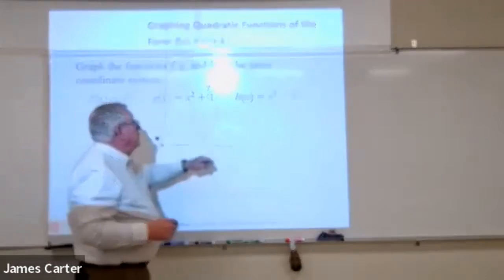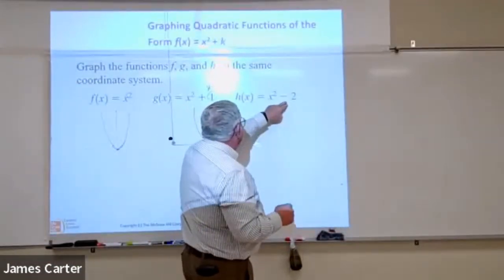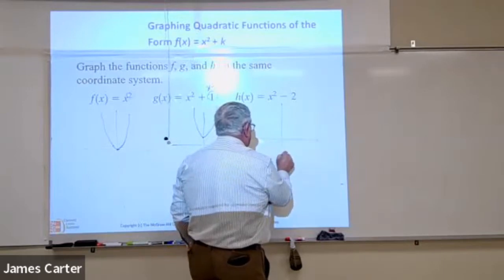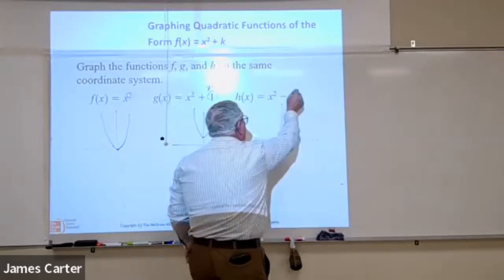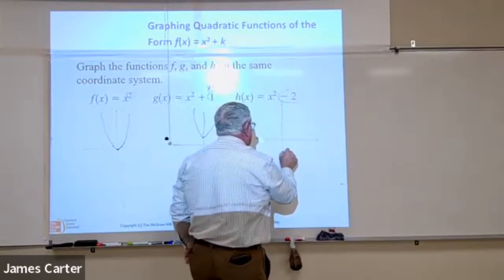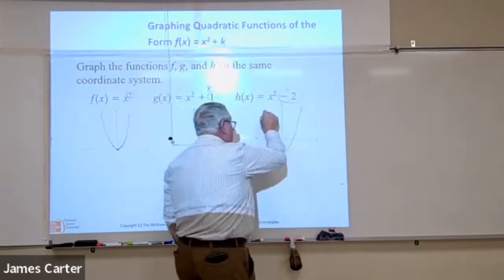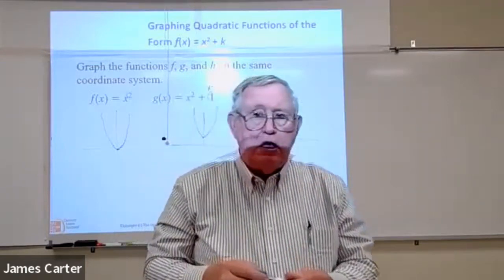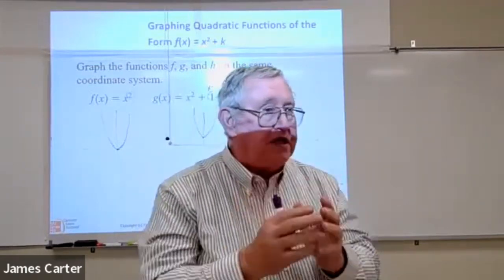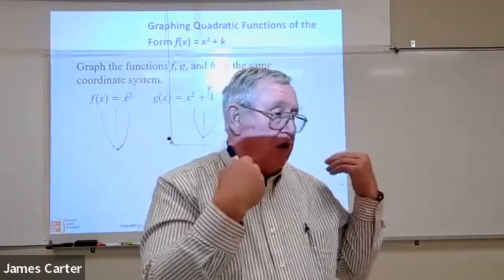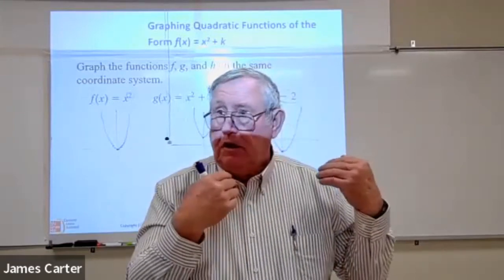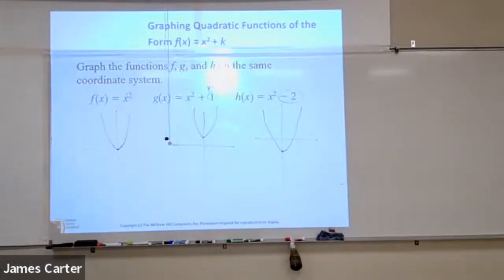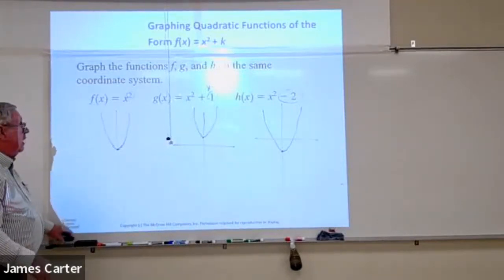Okay. Then we talked about this one. This one is just going to simply move it down 2 places. The y-intercept moves down. So this one goes like so. Now we can graph these without actually plotting them. This is what I call a sketch. Okay. The alternative to the sketch is to plot these.